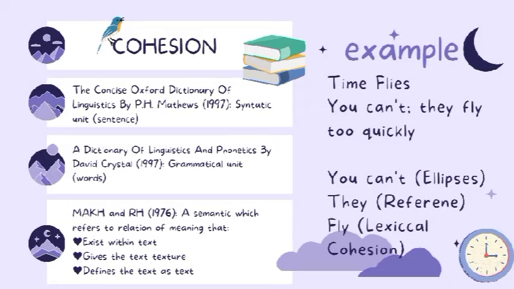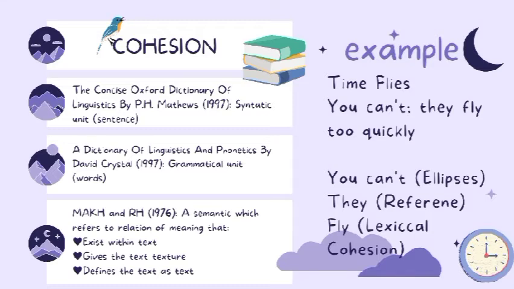Cohesion. The Concise Oxford Dictionary of Linguistics by P.H. Matthews defines cohesion in terms of syntactic unit or sentence. A Dictionary of Linguistics and Phonetics by David Crystal defines cohesion in terms of grammatical unit or words. Halliday and Hasan argue that the concept of cohesion is a semantic one. For them, it refers to relations of meaning that exist within the text, give the text texture, and define the text as a text.